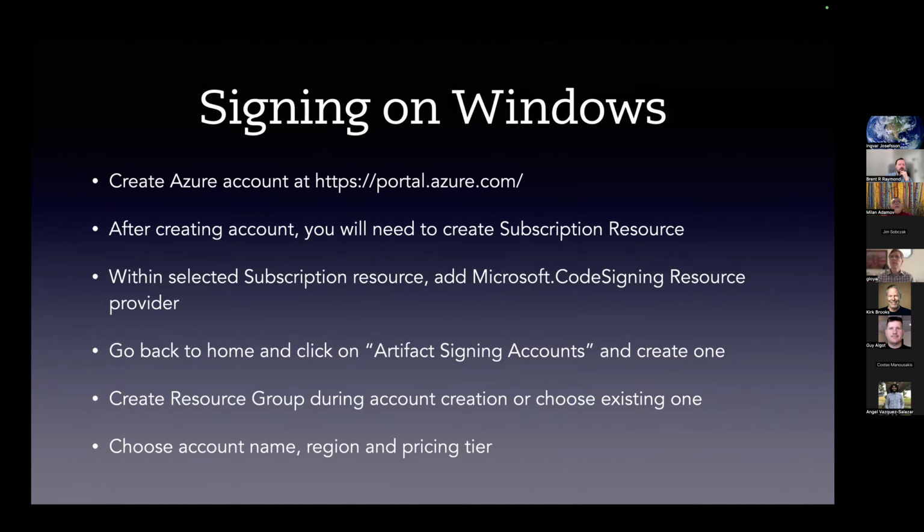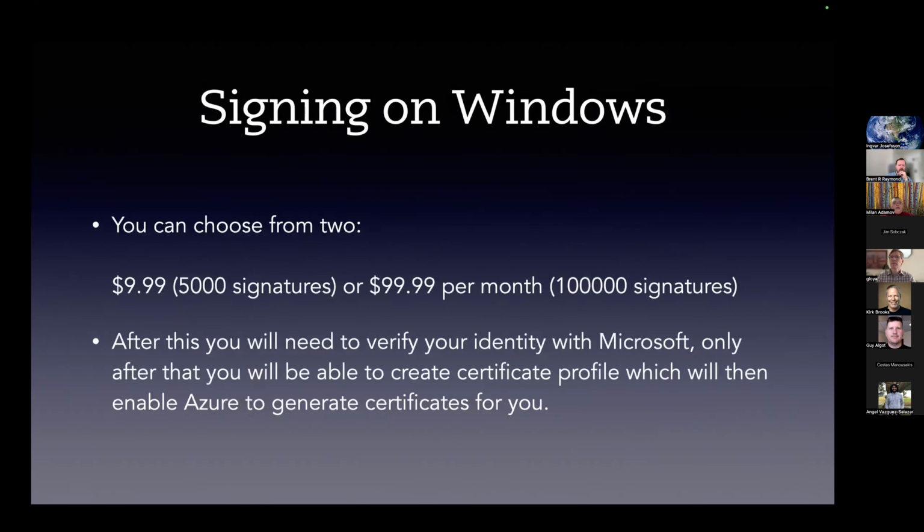And pricing tiers. You can choose from only two. One is $10 per month, with 5,000 signatures, so 5,000 signings of anything. I don't think you will need more than that for this purpose. The $100 tier gives you 100,000 signatures, and both of them have some number of certificate profiles, etc. You can check that later in Azure.